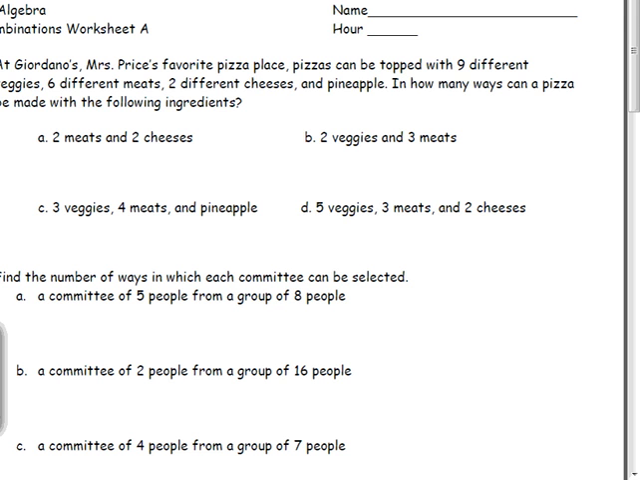Okay, so here's the homework, and the first question, 2 meats and 2 cheeses. I hope you've had a chance to read it already, but basically, there are different kinds of meats, different kinds of veggies, different kinds of cheese, etc. And how many ways can you make a pizza with the following ingredients? Notice it didn't say probability, so it's not a big fraction. I just need to figure out some C's.